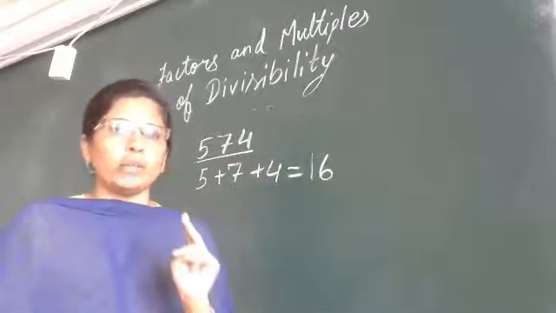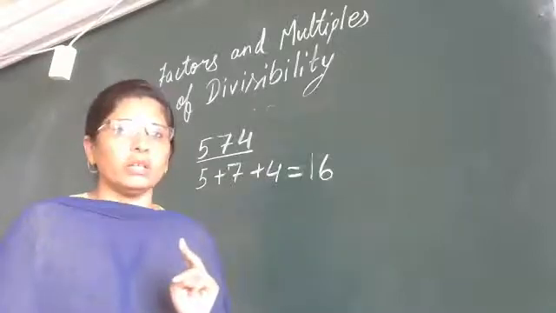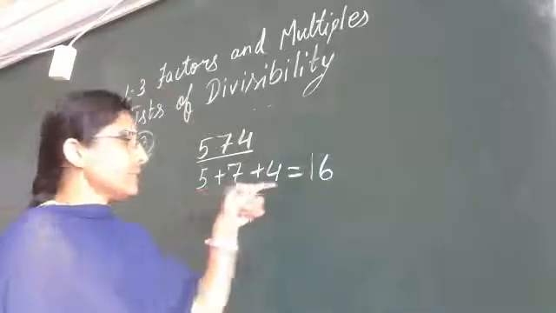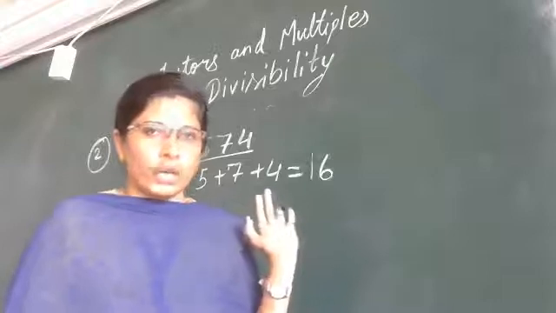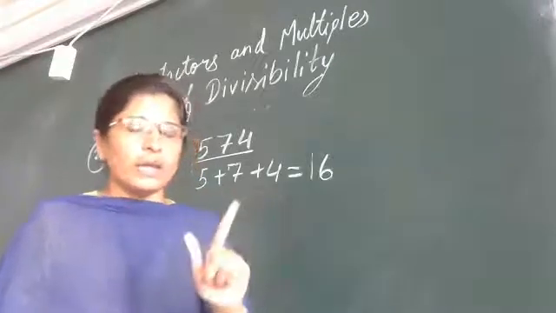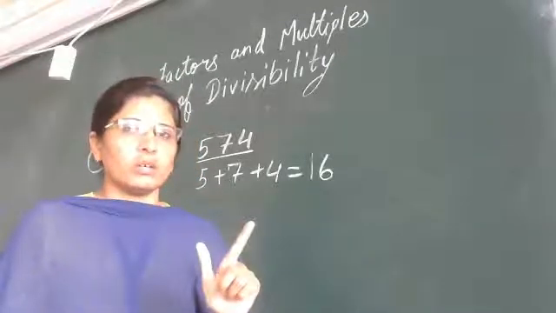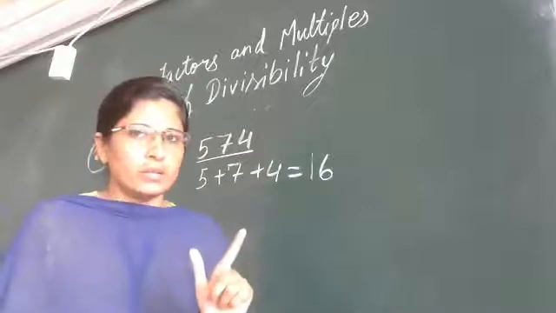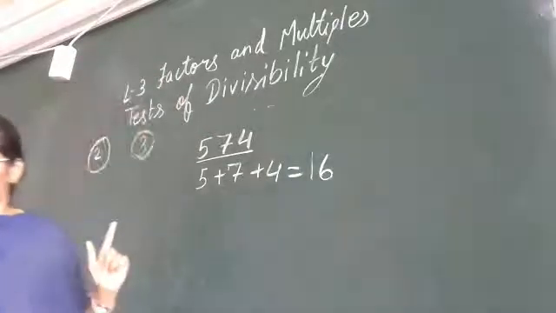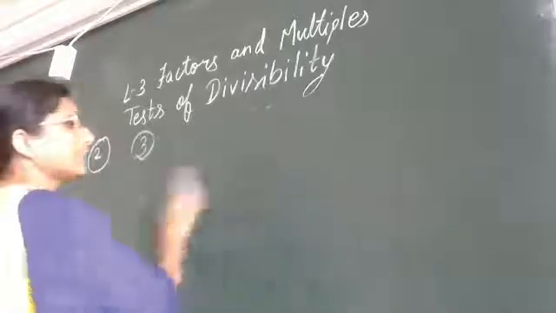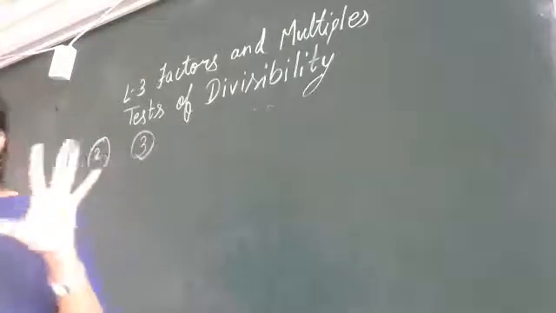Understood what to do to find the divisibility of 3? We have to add and see. Okay? Divisibility of 2 and 3 understood? Yes? Okay. Next divisibility is 5.